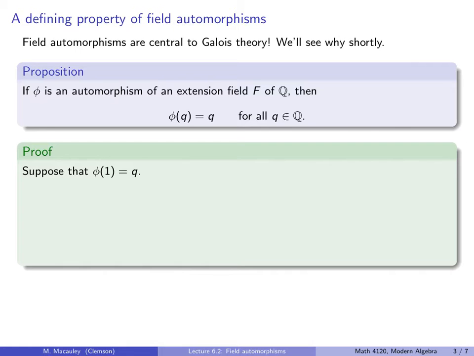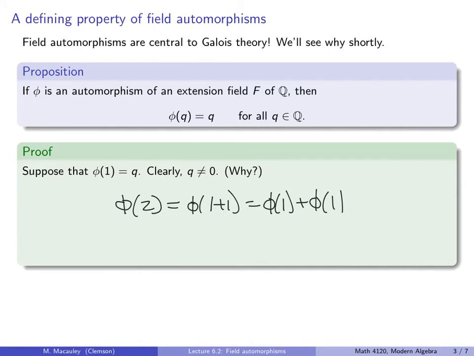Let's prove this. So the automorphism phi is a bijection, so it sends 1 to some rational number q. Let's try to figure out what q can be. Clearly, q cannot be equal to 0. Think about why this is. Well, if it were, then phi of 2 would be phi of 1 plus 1, which is phi of 1 plus phi of 1, which is 0. And all of a sudden we don't have a bijection because 1 and 2 both get sent to 0. So q is not equal to 0.